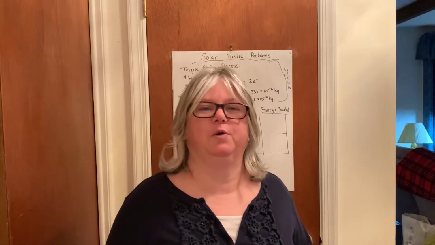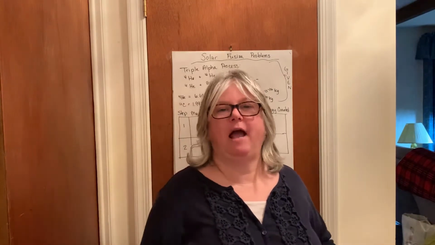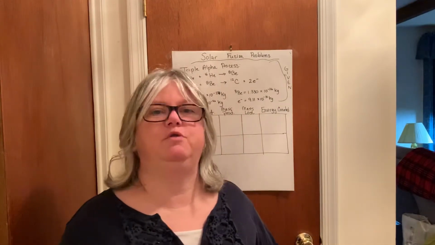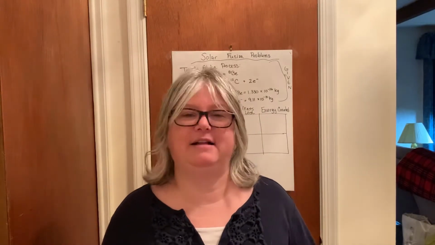Today, we're going to actually do a physical problem where we are going to determine the amount of energy produced during a solar fusion reaction. So on Friday, I had you go through and look at the solar fusion reaction that's currently going on in our sun, also known as the proton-proton chain reaction. Today, we're going to do the triple alpha process, which is what our sun will do when it eventually swells to become a red giant.